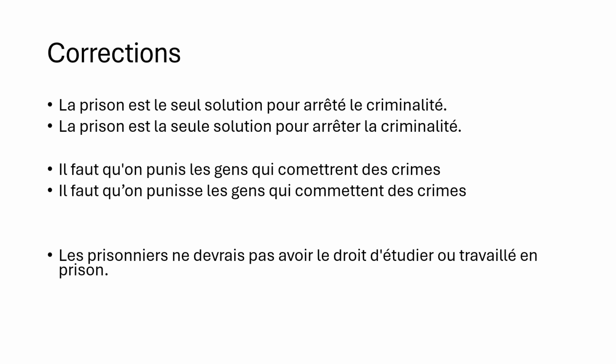Then the next part is the conjugation of the verb commettre. The correct conjugation is commettent des crimes, and notice how we don't pronounce the ent at the end.